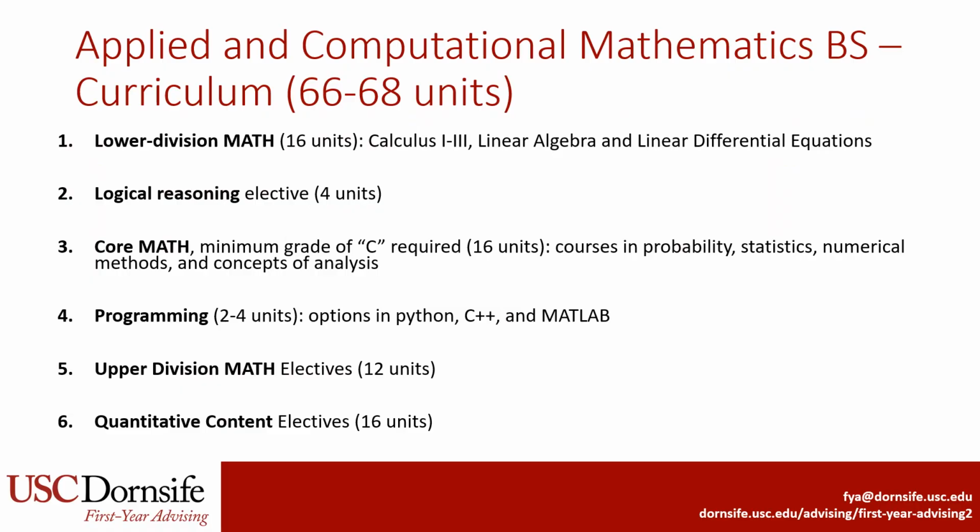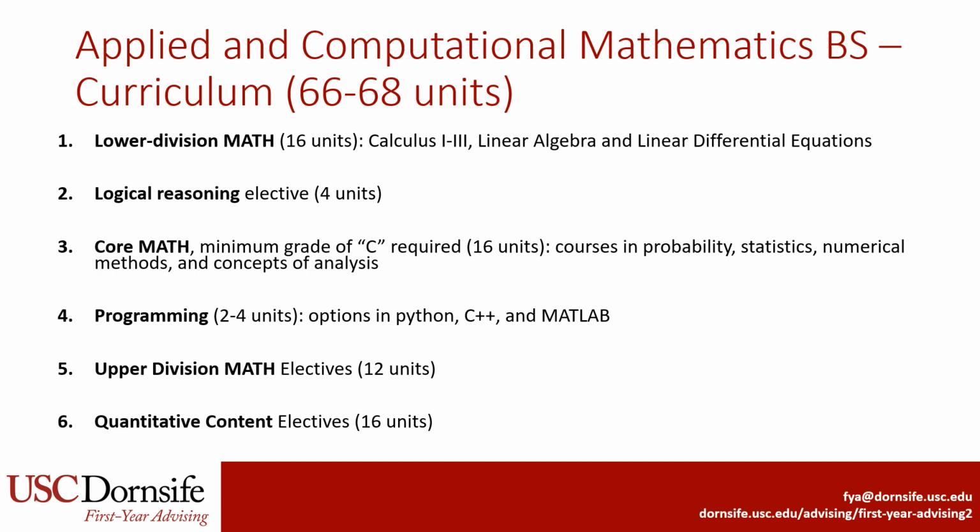The BS major is 66 to 68 units. It includes the same lower division math and logical reasoning courses as the Math BA and BS. The core math courses, however, are different. Applied math students take courses in probability, statistics, numerical methods, and analysis. Students need at least a C in these core courses to use them for the major.